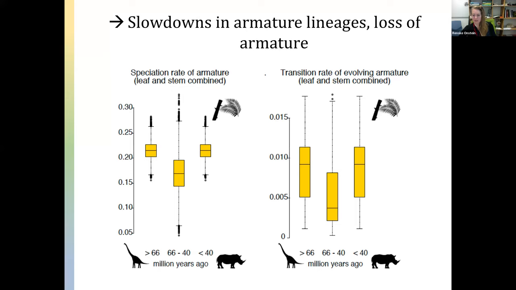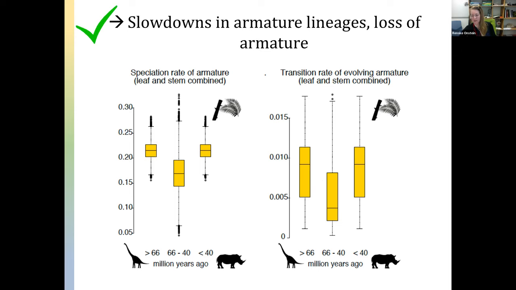If we look at those palms with armature, so they have spines on the stems and the leaves, we do find support for a slowdown during the mega herbivore gap in the lineages with spines. We also find that the transition rate of evolving spines slows down during the mega herbivore gap. So this seems to support our expectation.